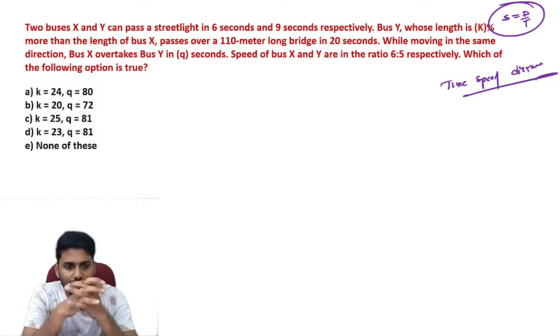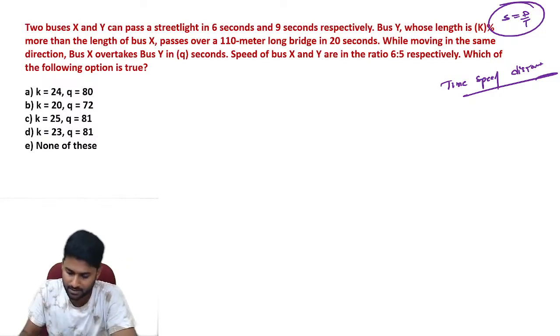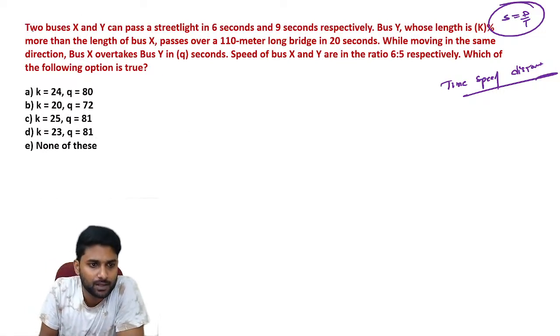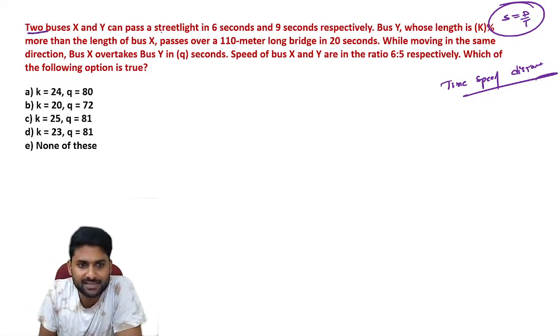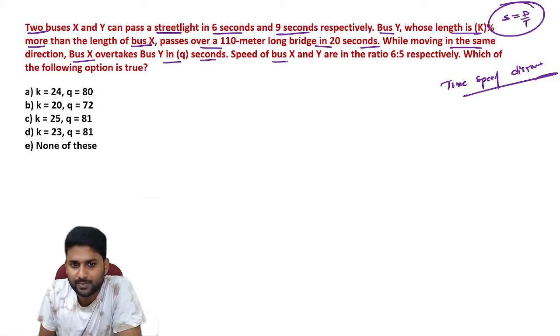We have to identify what the k value and q value are. Let's go through this data. Two buses X and Y can pass a street light in 6 seconds and 9 seconds. Bus Y, whose length is k percentage more than the length of bus X, passes over a 110 meter long bridge in 20 seconds. While moving in the same direction, bus X overtakes bus Y in a few seconds. The speeds of buses X and Y are in the ratio of 6 to 5. Which of the following options are true? Guys, you need more concepts here.